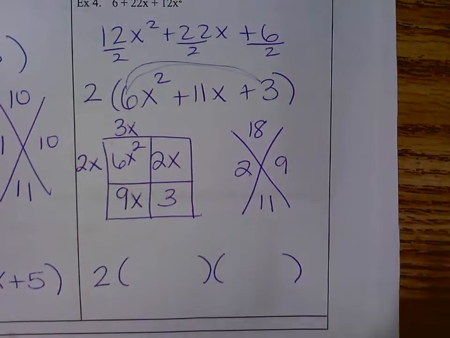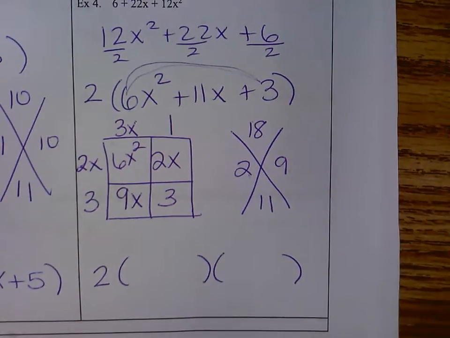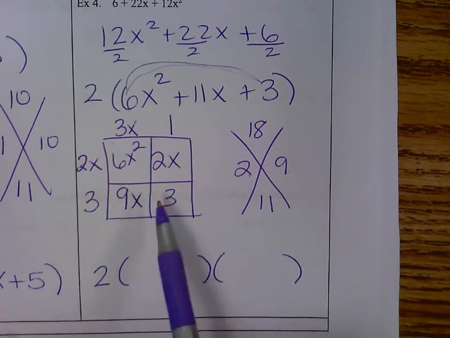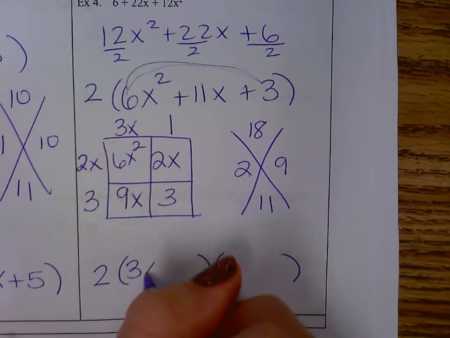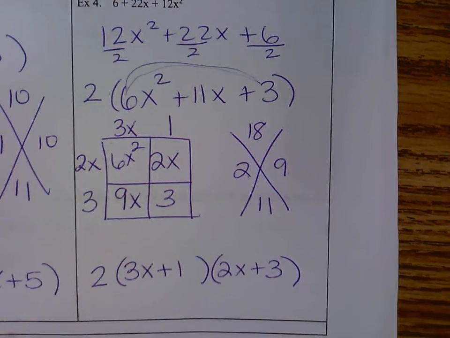So then I would just have 3x times 3 and 2x times 1. And then I'm just double checking, 1 times 3 is 3. That works. So 3x plus 1 and 2x plus 3 are my two factors.